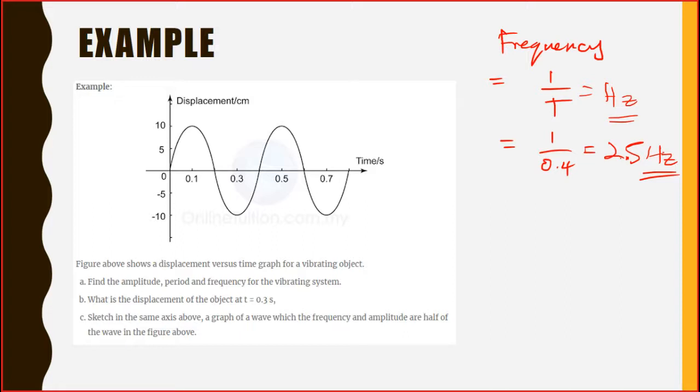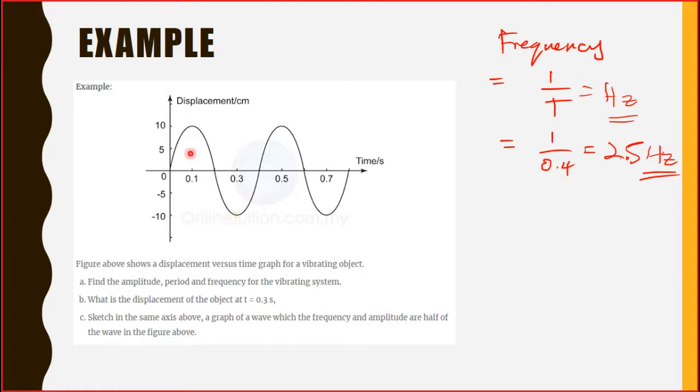Okay, so question B. What is the displacement of the object at t equal to 0.3? So where's 0.3? This is 0, 0.1, this is 0.2, this is 0.3. What is the displacement at 0.3? If you look at 0.3, the displacement should be negative 10. So should we put negative?